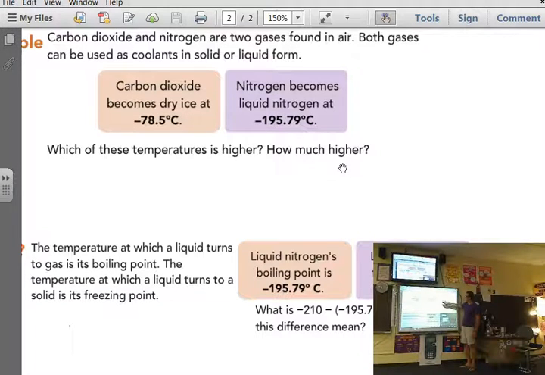So here, all we really need to do is set up 195.79 minus 78.5. Do you guys think I'm crazy and think that's right? So go ahead and set up that subtraction.